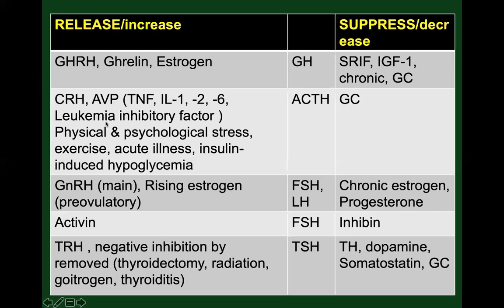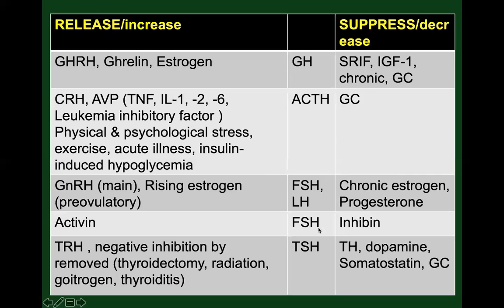But other factors like the AVP, tumor necrosis factor, interleukin 1, 2, and 6, or leukemia inhibitory factor are also the ones releasing the ACTH, as well as physiological and psychological stress, exercise, illness, and insulin-induced hypoglycemia. And you know that your ACTH would release the glucocorticoid, and you need this glucocorticoid to be released to fight off stress, illness, and also hypoglycemia.